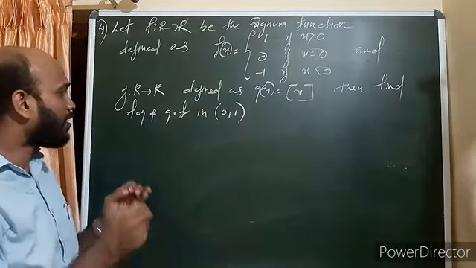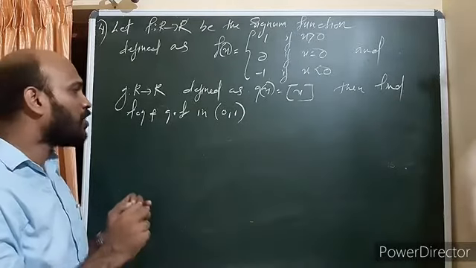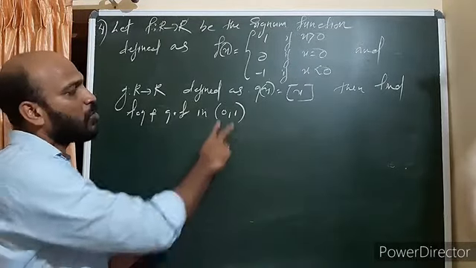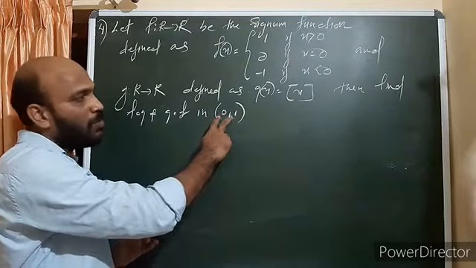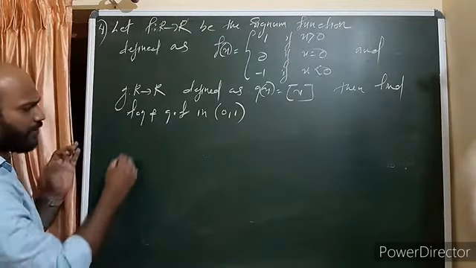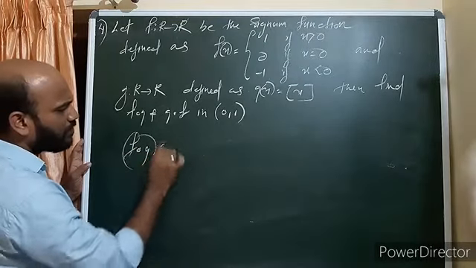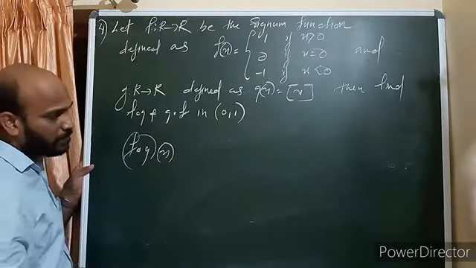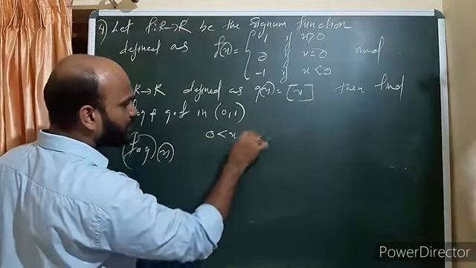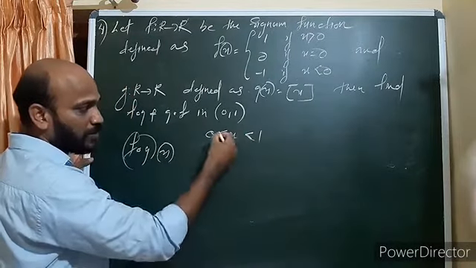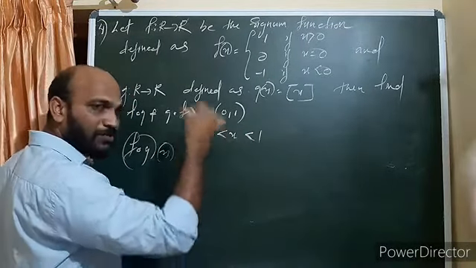That means you have to find f of g of x and g of f of x, where x belongs to the open interval 0 to 1. So we can find the value like this. f of g of x, where x belongs to 0 to 1, that means 0 is less than x less than 1. x is more than 0, but that should be less than 1.